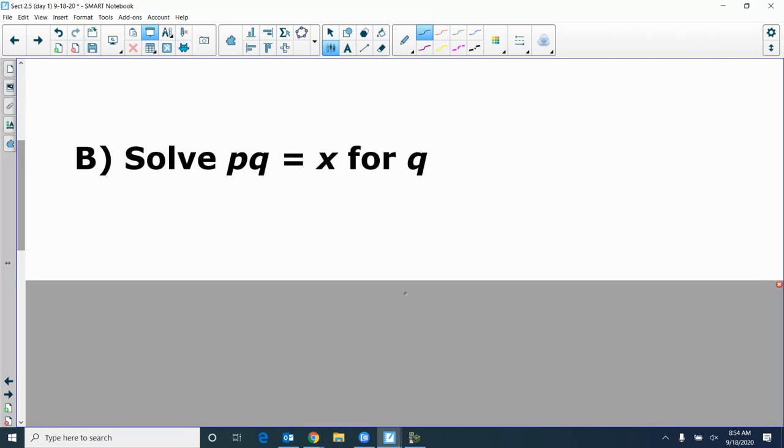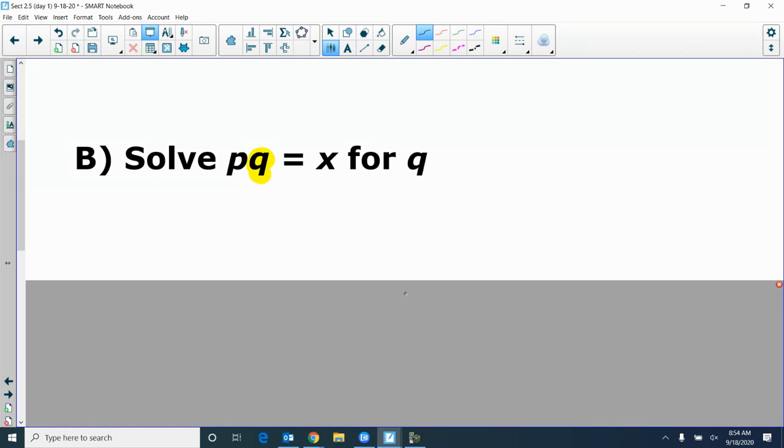All right, solve PQ equals x. I am solving for Q. Now you've got to be able to look at that and understand what's going on. What's happening between the P and the Q? They're being multiplied. If they're written right next to each other, they're being multiplied.